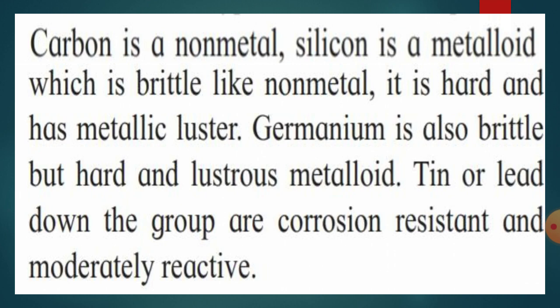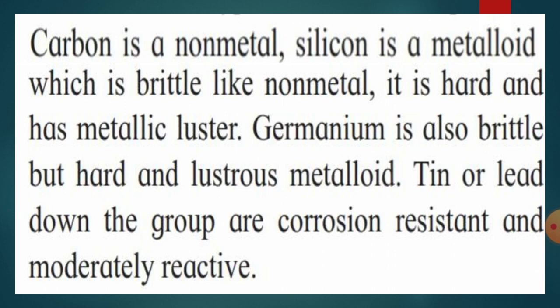So here in group 14, the carbon family, all three traditional types of elements are present: metal, non-metal and metalloid, in which carbon is a non-metal and silicon is a metalloid which is brittle like a non-metal. It is hard and has metallic luster. Metalloid means having intermediate properties between non-metal and metal. Germanium is also brittle but a hard and lustrous metalloid. Silicon and germanium are metalloids, while carbon is a non-metal.